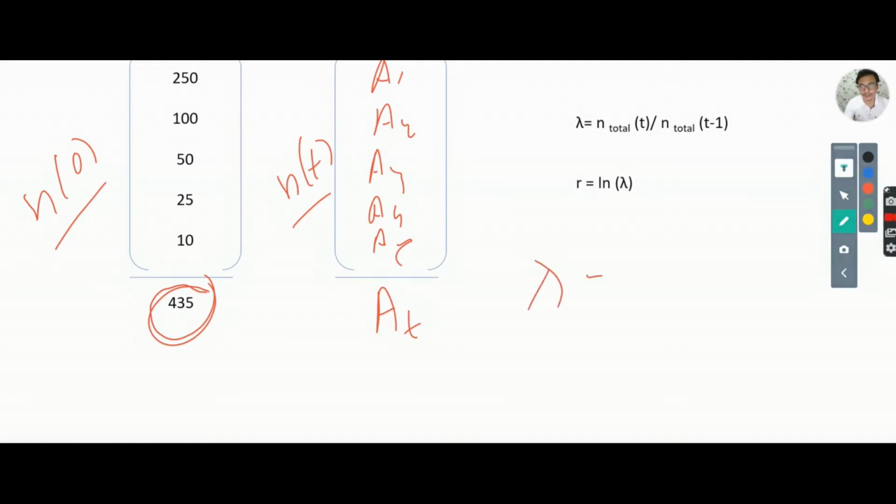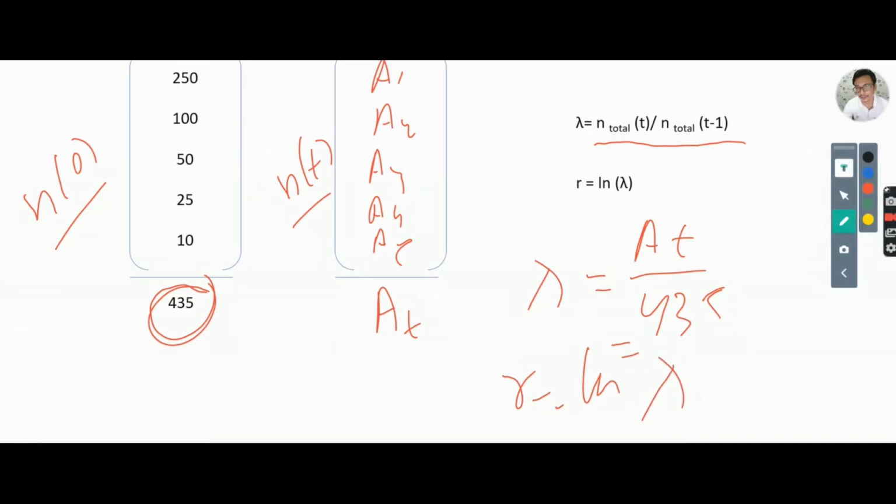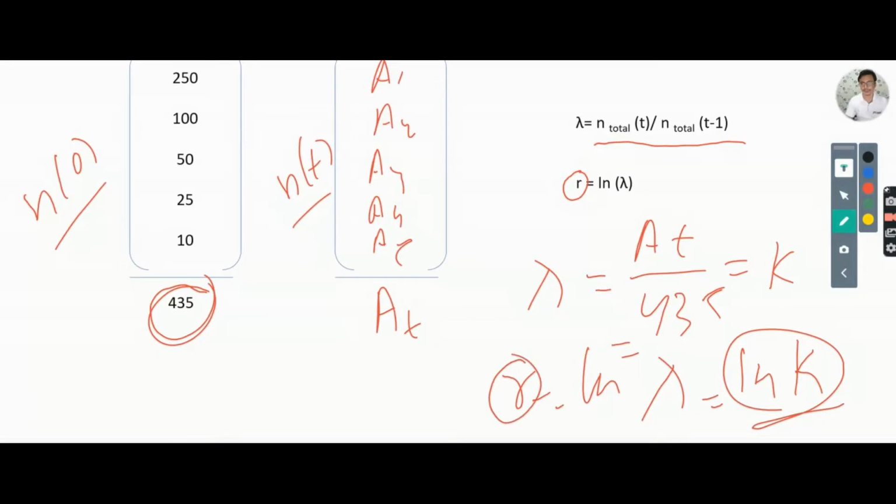Now your lambda will be what? See, the N total at time T divided by N total at time T minus 1. So your A total divided by 435. This is lambda. And your R will be ln lambda. Whatever value you get, you put here as ln lambda. This is your final lambda. So is it clear to you? After putting it in, it is not 1.195, it is not 1.0, right? Your R value is now coming from lambda.